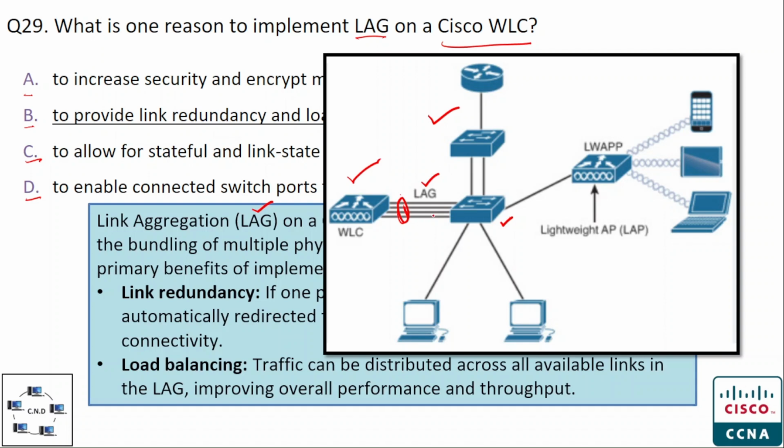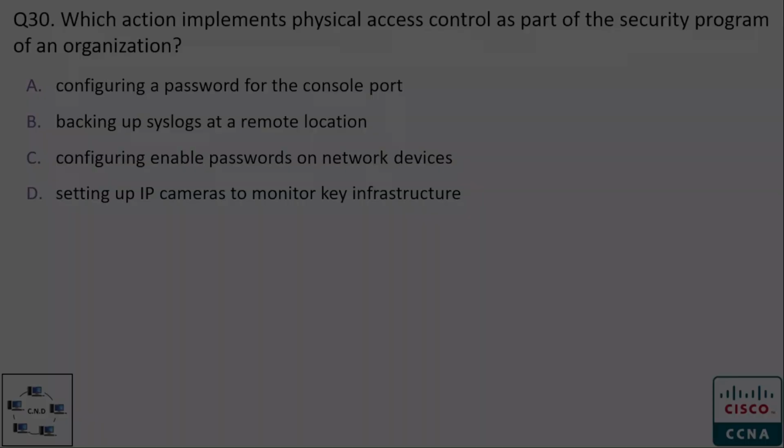So if one or two physical interfaces fail, there is no disruption to the services, and the traffic is forwarded across the remaining links. It also increases throughput. Let's suppose these links are 1G, then four physical links means that we have 4G throughput. So these are the benefits of forming a link aggregation group on a Cisco wireless LAN controller.